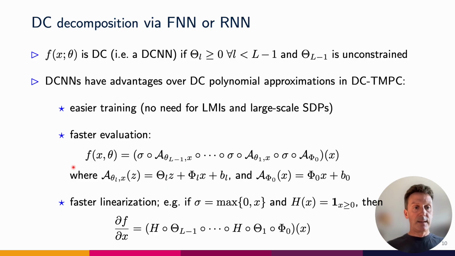Secondly, DCNNs typically are much faster to evaluate because the network simply consists of a sequence of activation functions interspersed by linear mappings. And finally, they're also generally faster to linearize. And again, we can do this by using a composition of Jacobians applying to each layer of the DCNN.